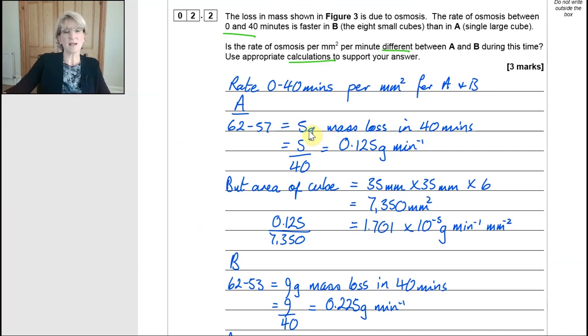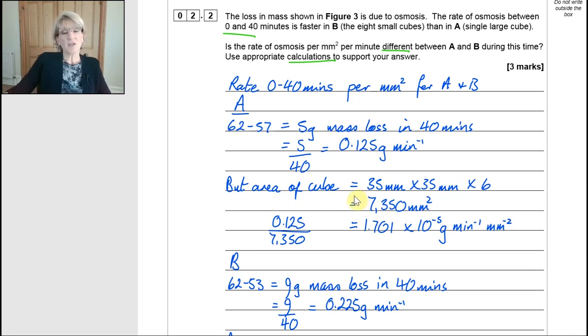So A, the mass loss in 40 minutes was 5. To make it into a rate, it's 5 divided by the time. Any rate is something divided by time. And that gave you a rate of 0.125 grams per minute. That's the loss, the rate of loss.